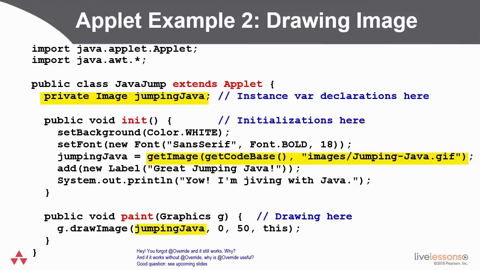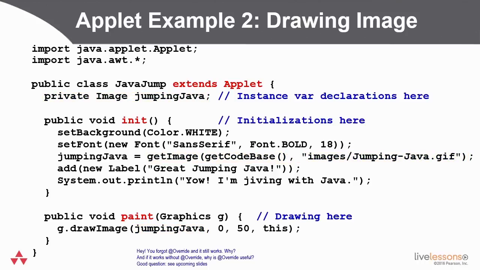Now, we'll see in the upcoming slides that behind the scenes there's some threads going on, and it's a little bit more complicated than it appears at first blush. But the basic idea is that init runs only once. Paint can run many times. So things that are slow and don't need to be repeated, like loading an image across the internet, should be done in init. But the drawing code that needs to be repeated is done in Paint.